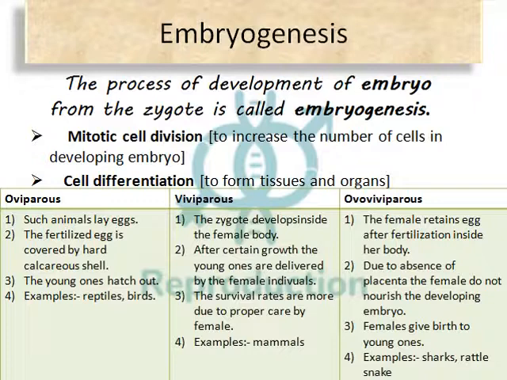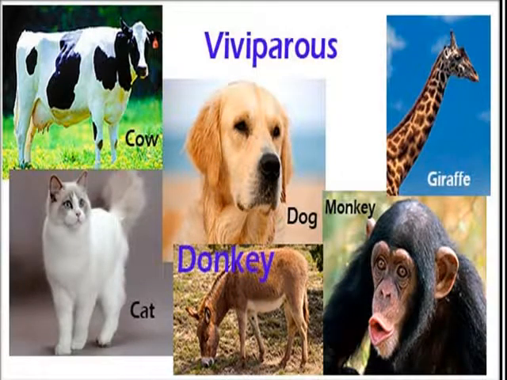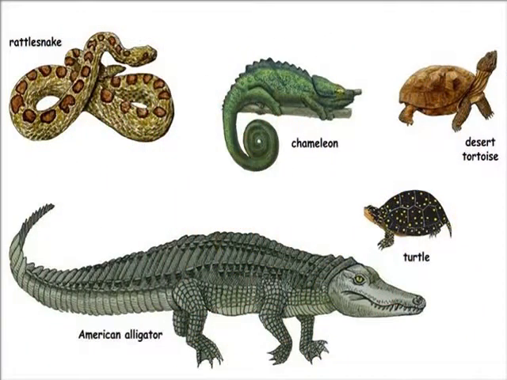Here I have written some examples of all the three types. In oviparous we can see reptiles and birds. In viviparous we can see mammals like dogs, cats, humans, etc. In ovoviviparous we have sharks and rattlesnake. Here in this picture you can see three oviparous animals: snapping turtle, alligator and chicken. Their eggs are also shown. Here are some pictures of viviparous animals like cow, cat, dog, giraffe, monkey and donkey.